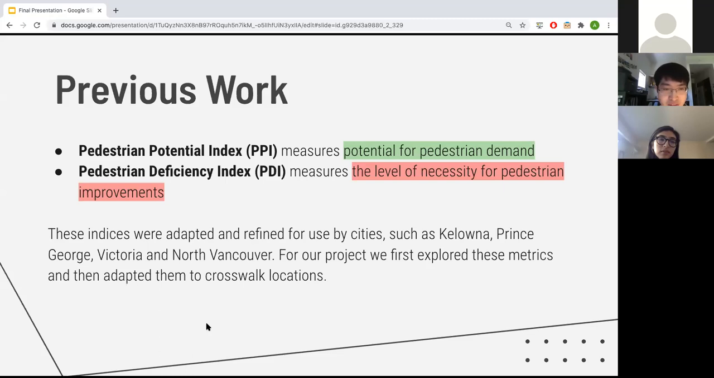These two indices have been used by a number of cities, so they are useful. We want to use these two indices because of their usefulness in other cases. And then in the next slide, I'm going to talk about how we adapt these two indices to our case here.